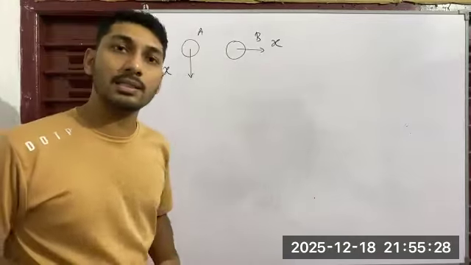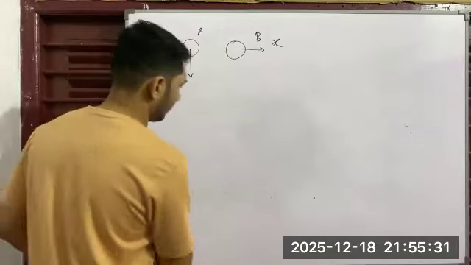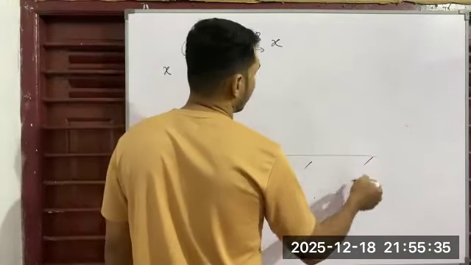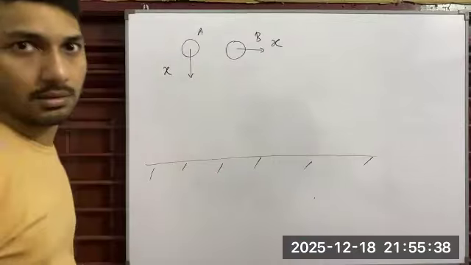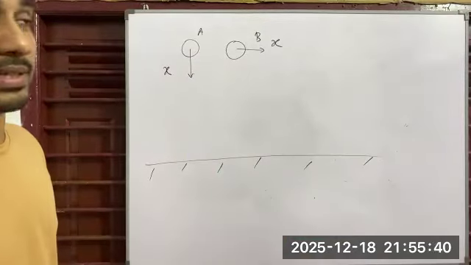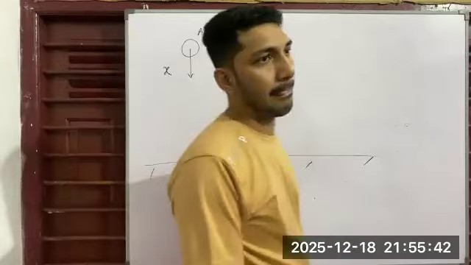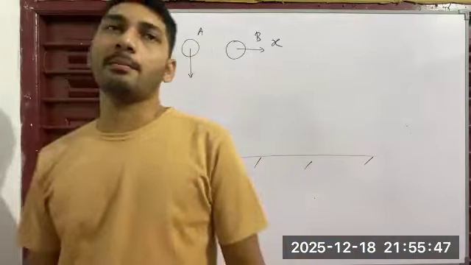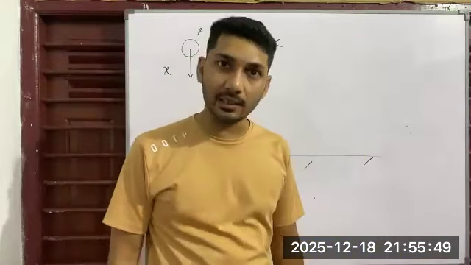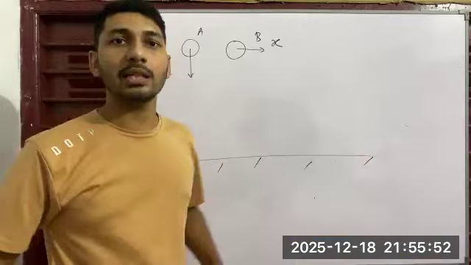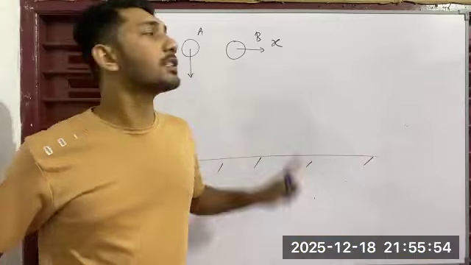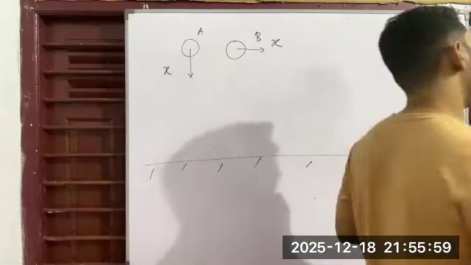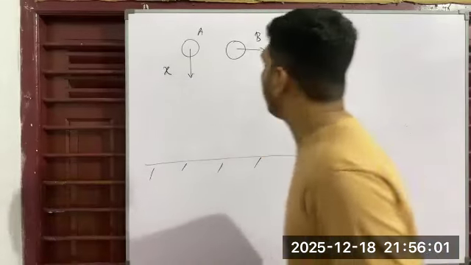So which do you think will reach the ground first? A. You think A will reach the ground first? Why is that? Because it has a vertical velocity. Yeah, they both pass the same vertical height, but because it has a vertical velocity, yes, it will take smaller time. So A reaches first. Okay, A reaches first. What about the final velocities?